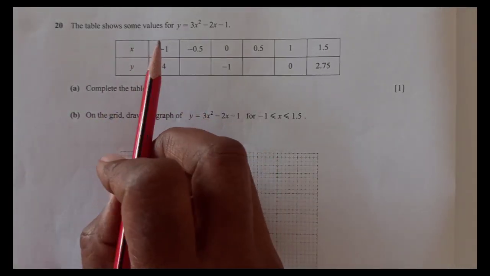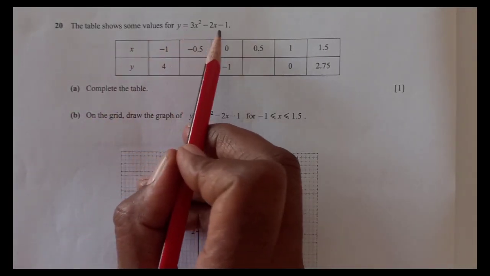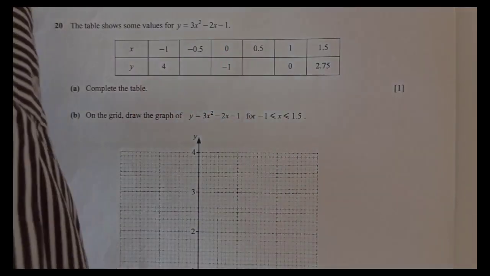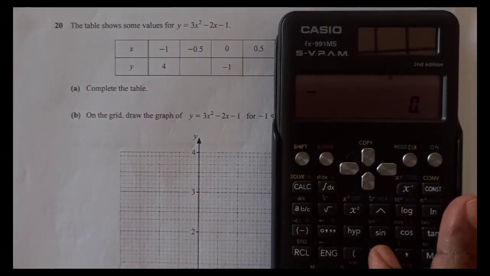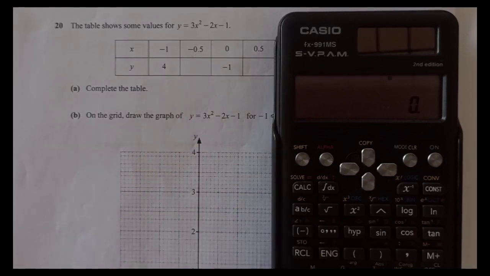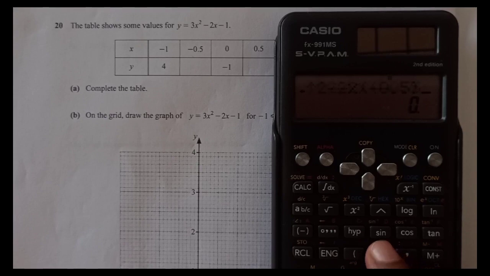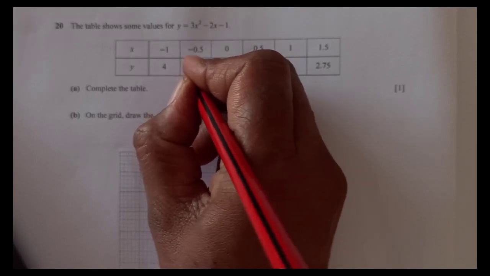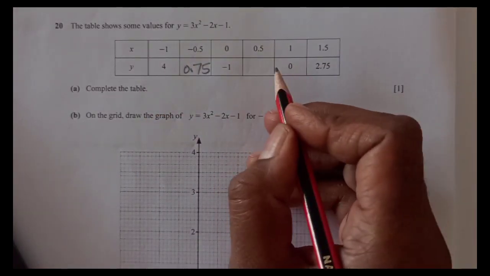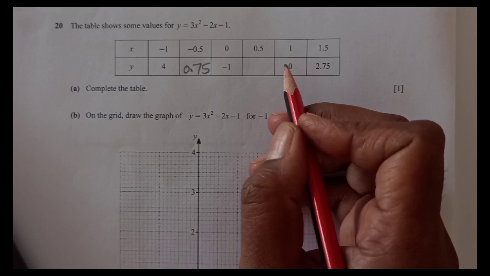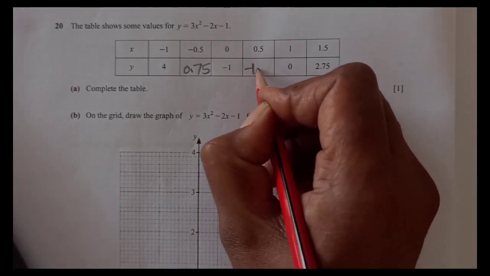Question 20. The table shows some values for y equals this equation. We are just going to plug in the values to complete this table. So x is negative 0.5: 3 times (negative 0.5) squared minus 2 times negative 0.5 minus 1. So we have 0.75. Similarly, I have calculated this one already, and we are getting this value as negative 1.25.